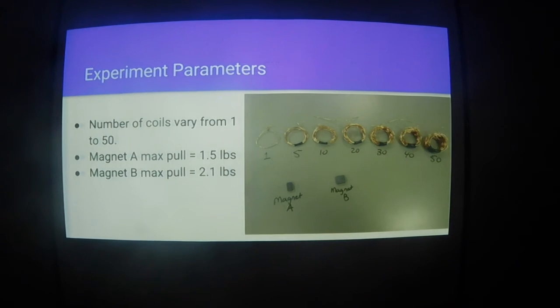For the experiment, we varied 2 parameters. The first parameter was the number of coils, which we varied from 1 to 50 full coil turns. The second parameter we varied was the magnetic strength, which we varied from 1.5 pounds max pull to 2.1 pounds max pull.